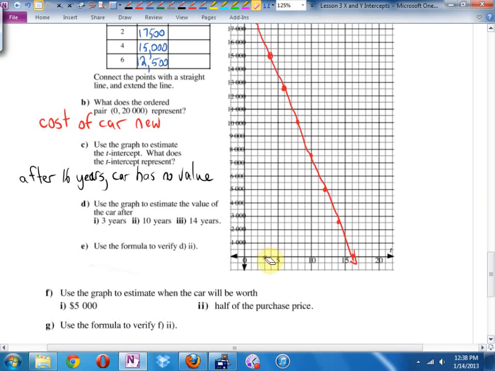Okay, 3 years. 3 years is right here. Yoink, and then across. What do you think this car is worth after 3 years? About $16,000, maybe a bit more, maybe a bit less.